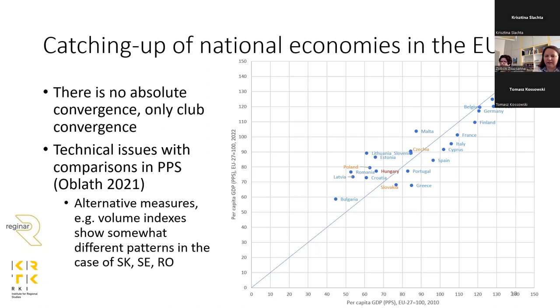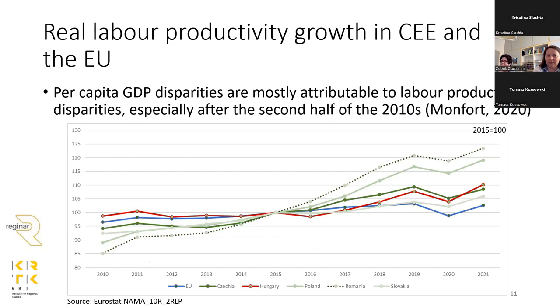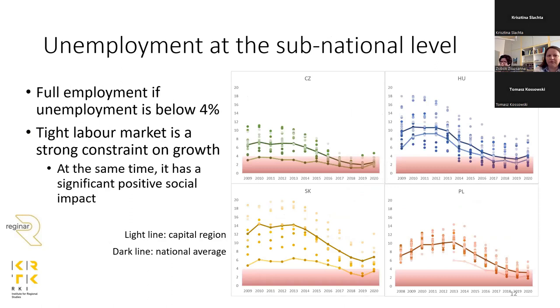Romania and Slovakia can be regarded as special cases because alternative measures of convergence do not reflect exactly these trends, somewhat lower convergence for Romania and somewhat better performance for Slovakia. We also see the real labor productivity growth in Central and Eastern European countries as opposed to European growth. It is shown that labor markets are tight, with unemployment relatively low even in peripheral areas, and the most spectacular labor productivity growth was shown by Romania and Poland. Czechia's trend was also steady, but Slovakia developed faster before 2015, while the growth path of the EU and Hungary was stagnant throughout almost the whole period.